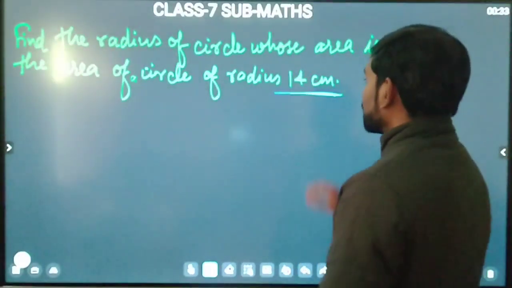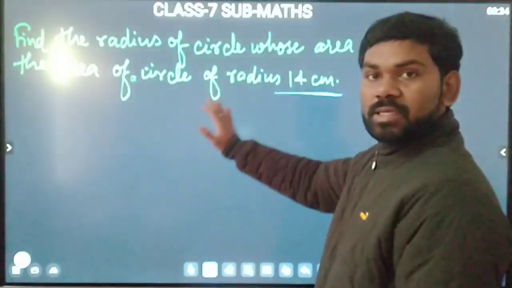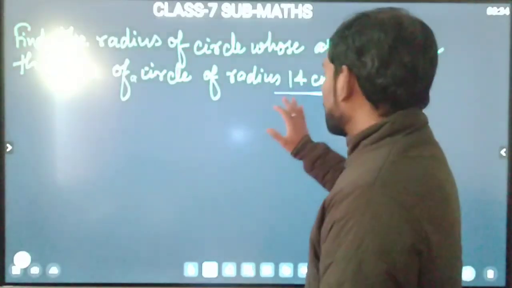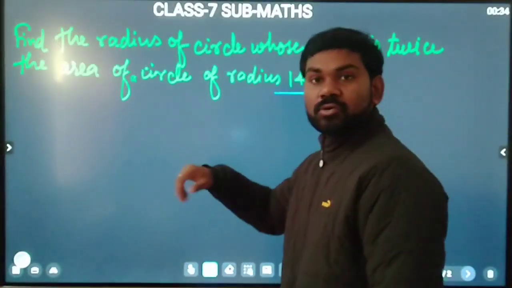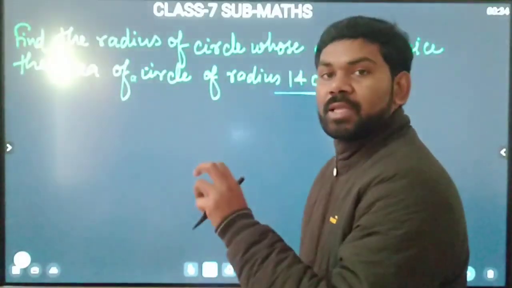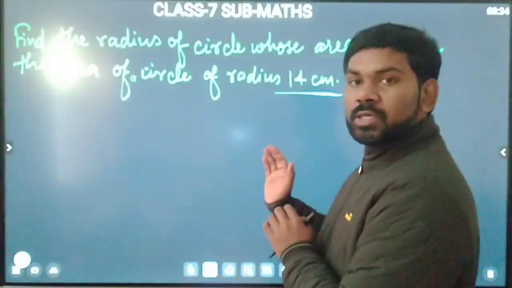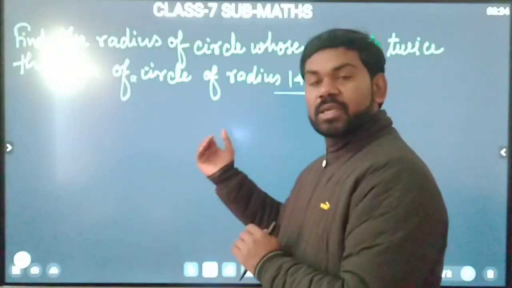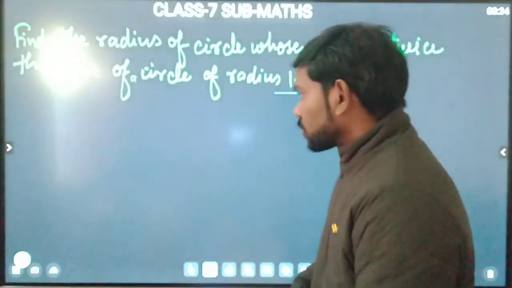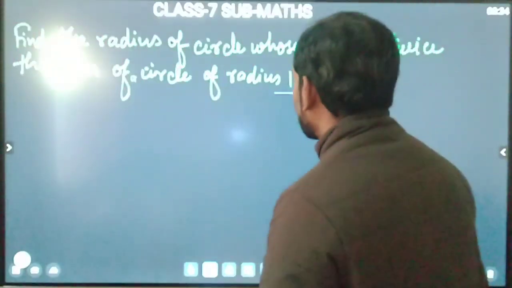Since the radius of the second circle is given but the radius of the first circle is not given, that is what we have to find. So let's find the area of the circle whose radius is given, because through that area we can relate it to the area of the circle whose radius is not given. So first of all, we find the area of the circle whose radius is 14 centimeter.